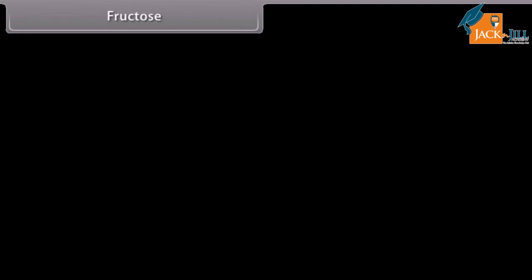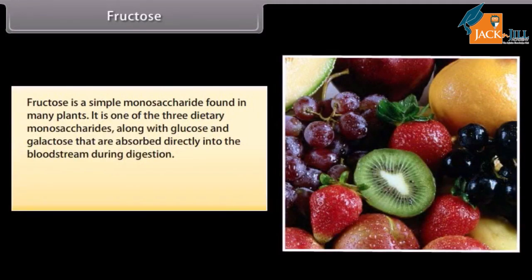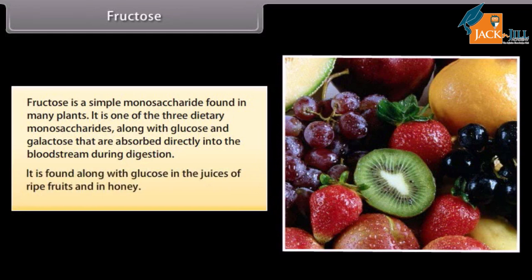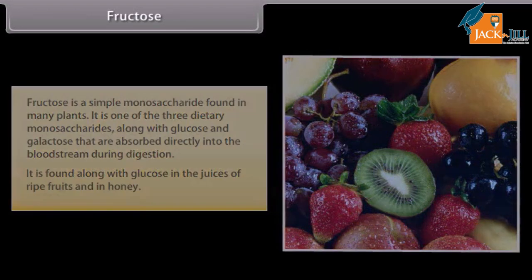Fructose. Fructose is a simple monosaccharide found in many plants. It is one of the 3 dietary monosaccharides, along with glucose and galactose, that are absorbed directly into the bloodstream during digestion. It is found along with glucose in the juices of ripe fruits and in honey.